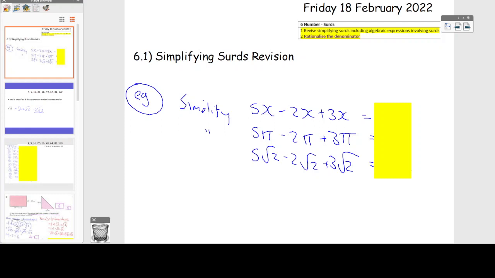Hi, fourth form. So today we were going to revise surds. So we've done this before, so I think this is quite an easy thing to revise just remotely from home.